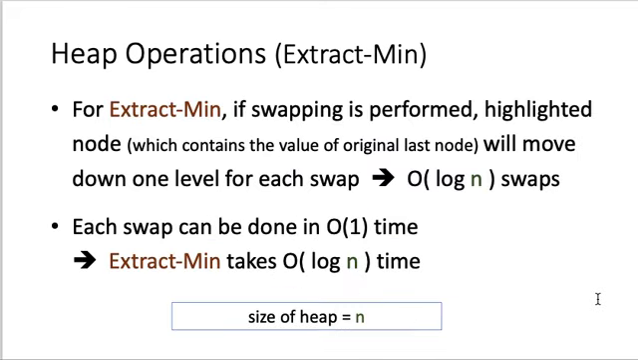For the analysis of its time, it is also similar to that of the insert operation. If swapping is performed, the highlighted node must move down, and it can move down only log n times. So altogether there are order log n swaps. Each swap can be done in constant time, so extract min takes order log n time.